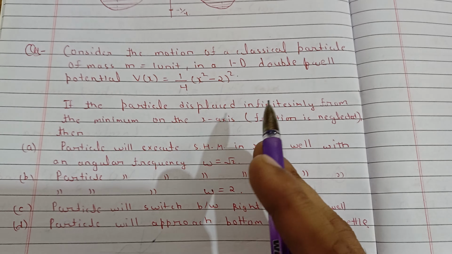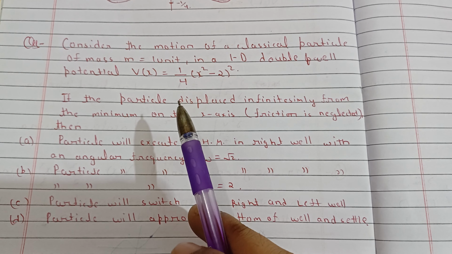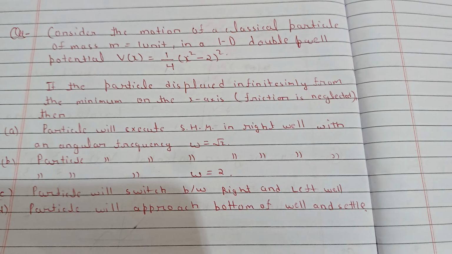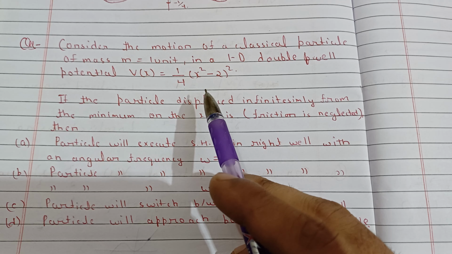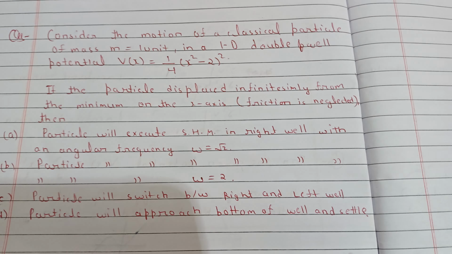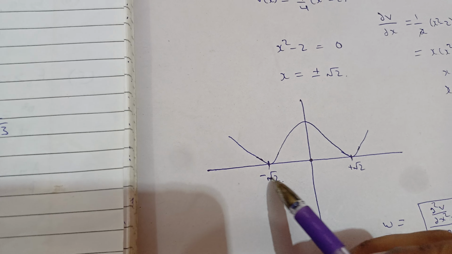There was this question: consider motion of a classical particle of mass 1 unit in a 1D double well potential. So first try to plot this graph. How can you plot? Put V(x) equal to 0 and find the points. You will get plus minus root 2. So at plus minus root 2 it will be 0.